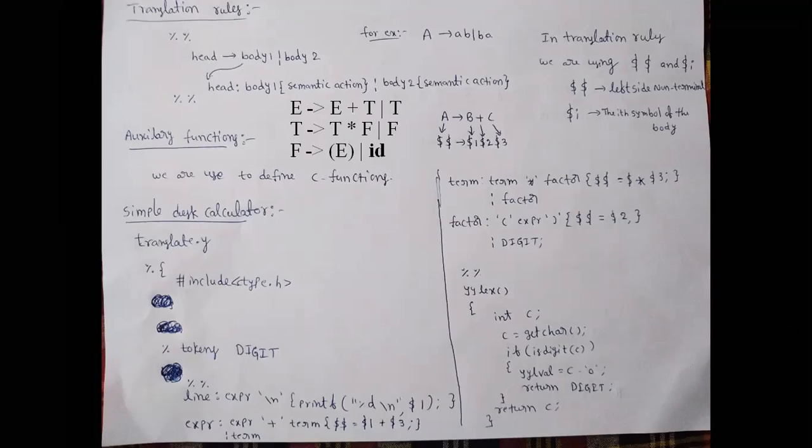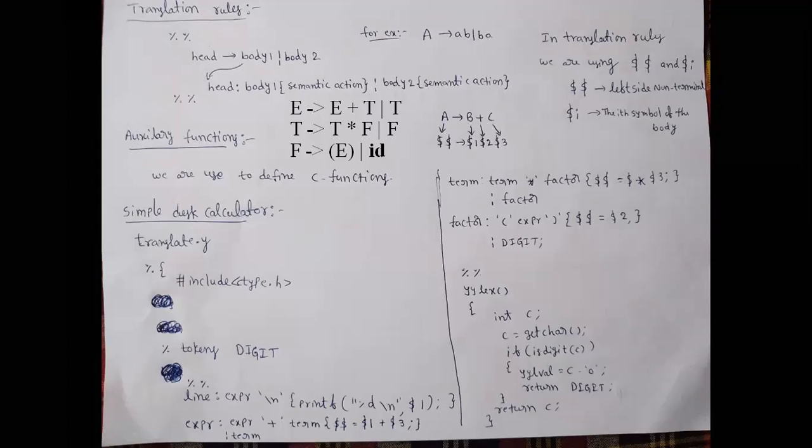So in these translation rules, we are using two syntaxes. That is dollar dollar, which is the representation of the left side non-terminal attribute value, and dollar I, which is the ith symbol of the body. Okay, so this is the example for dollar dollar and dollar I. Okay, so these are the translation rules. What about auxiliary functions? We can use any C functions, so we need to specify the auxiliary function section.